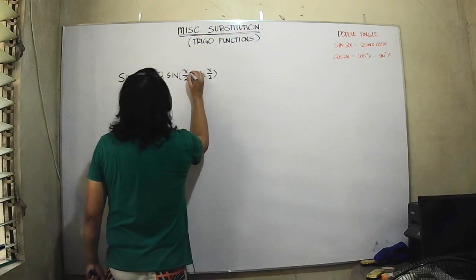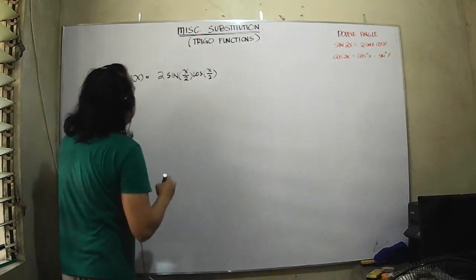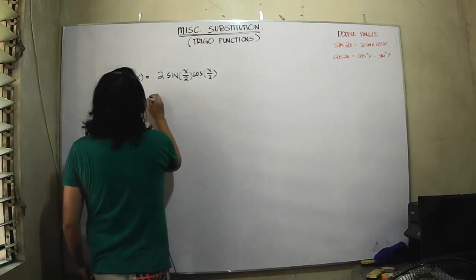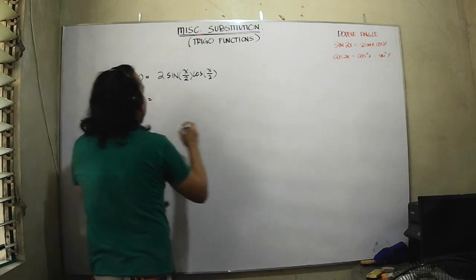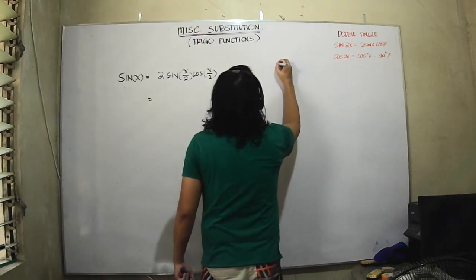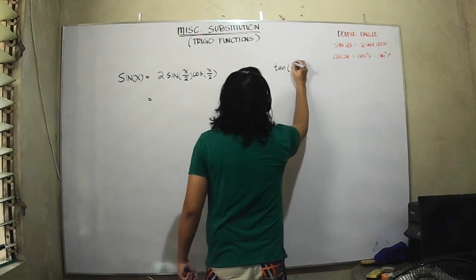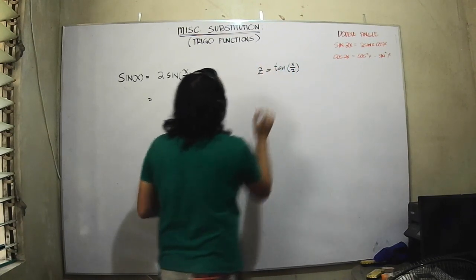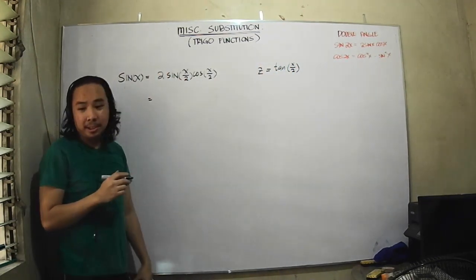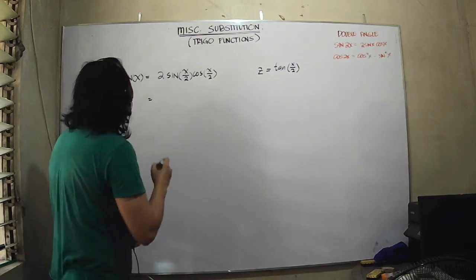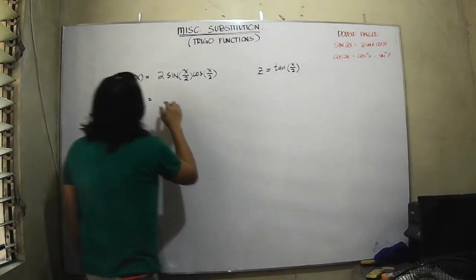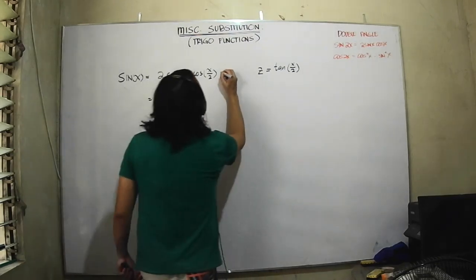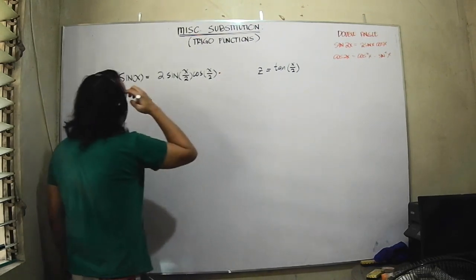So we have something like this. Now, I want to express this in terms of tangent of x over 2. Let's try to express everything in terms of tangent of x over 2. I'll label it as z to make the labeling simpler. Anyway, we have something like this. So I'll multiply by something here.